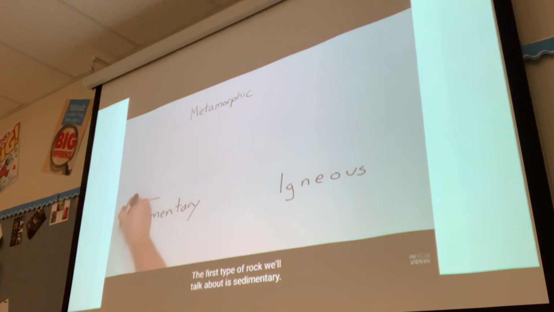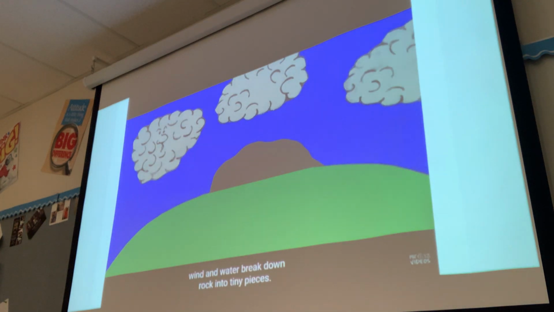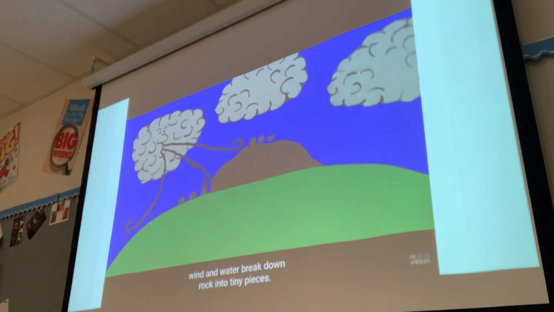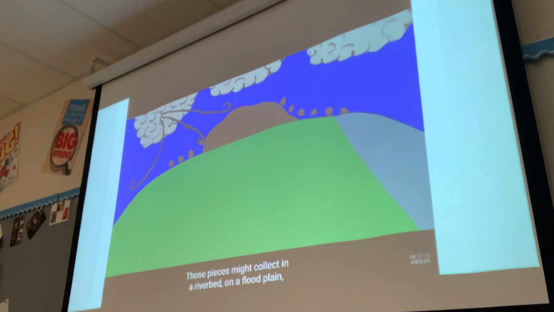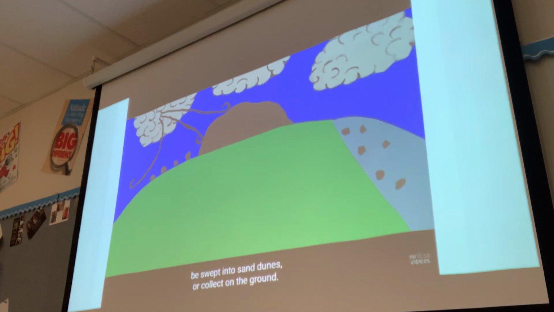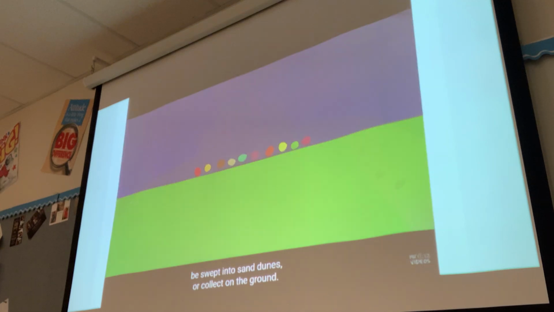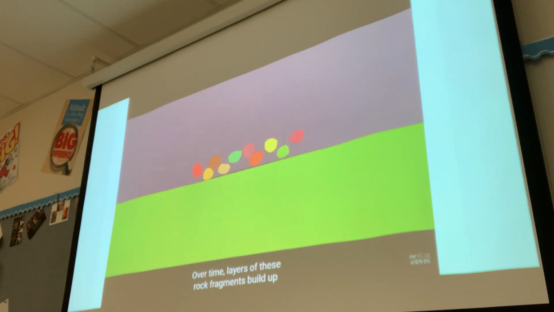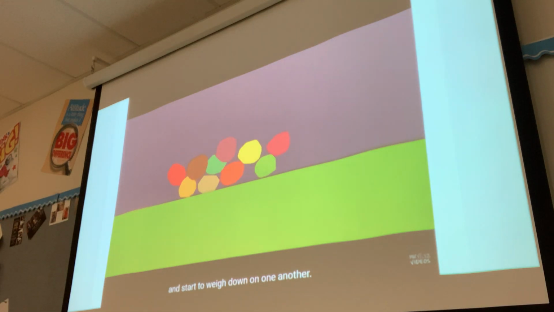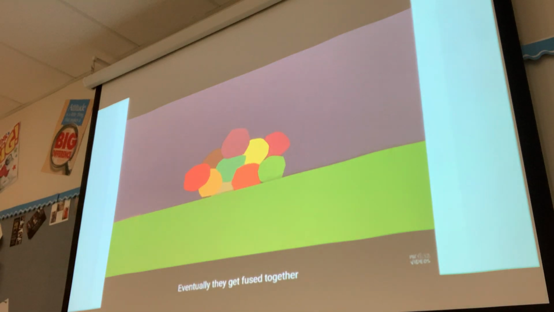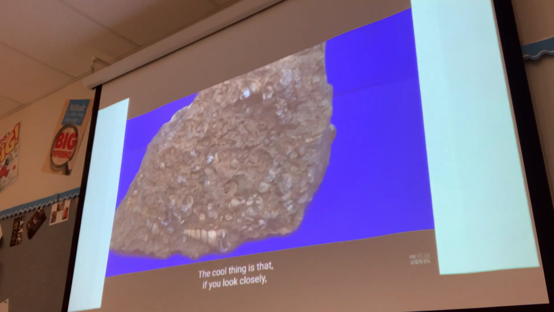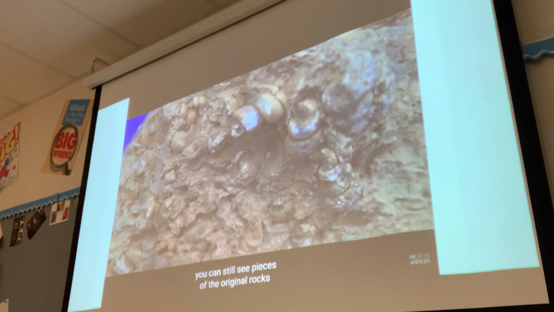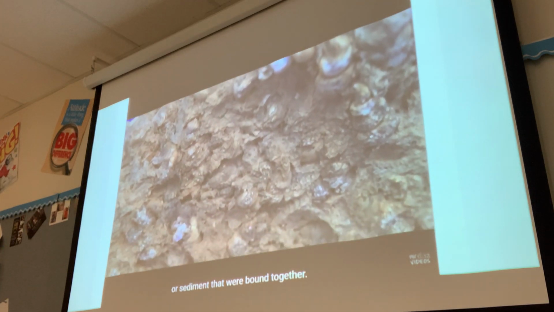The first type of rock we'll talk about is sedimentary. On the surface of the Earth, wind and water break down rock into tiny pieces. Those pieces might collect in a riverbed, on a floodplain, be swept into sand dunes, or collect on the ground. Over time, layers of these rock fragments build up and start to weigh down on one another. Eventually, they get fused together to form sedimentary rocks. The cool thing is that if you look closely, you can still see pieces of the original rocks or sediment that were bound together.